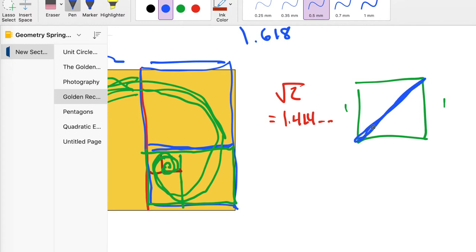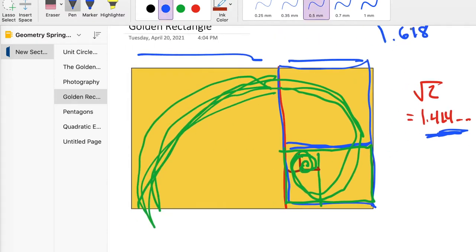So it's just that side in blue compared to the green side gives you radical 2, which is a number you can't write down, but it's a shape that we can draw. And so we can't really finish writing down the number phi, but we can draw the shape representing it. So it's not only in a rectangle, it's in other shapes as well.